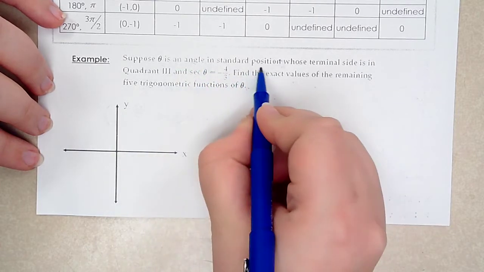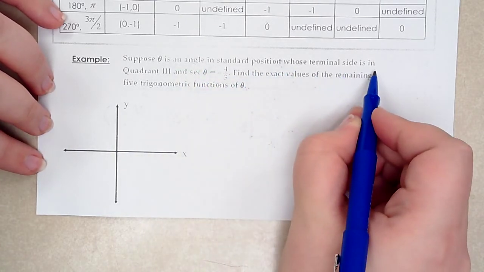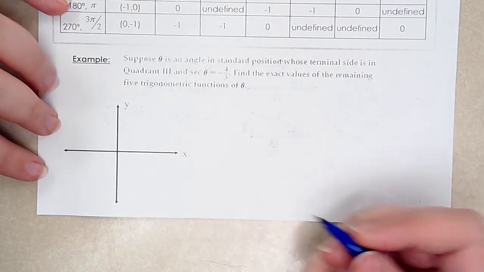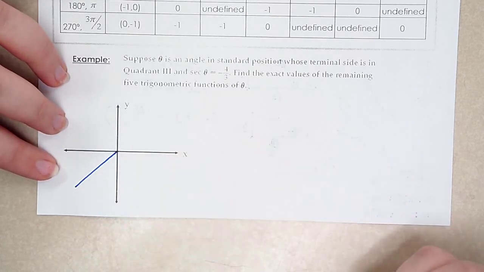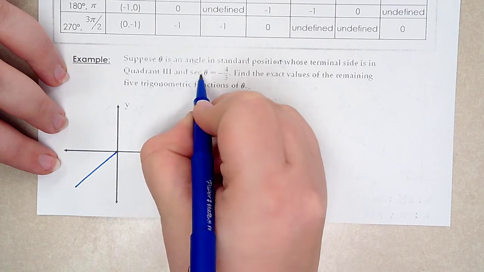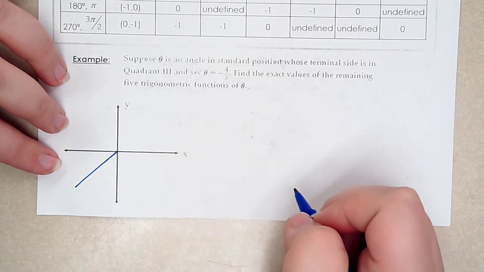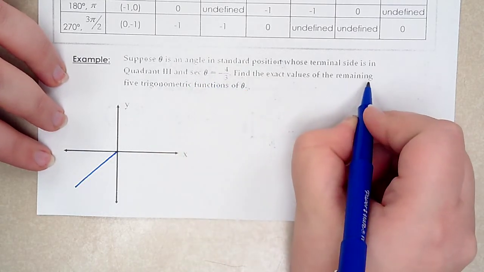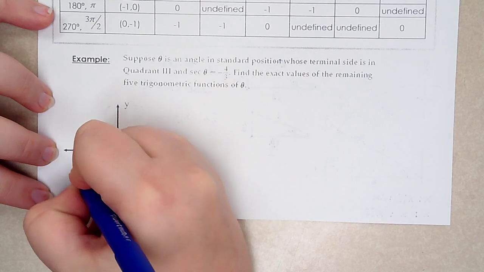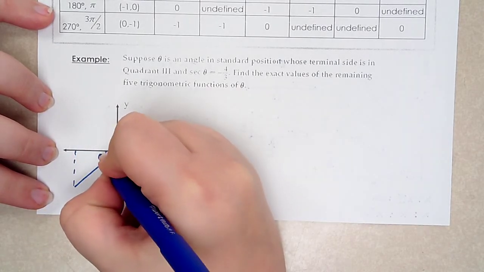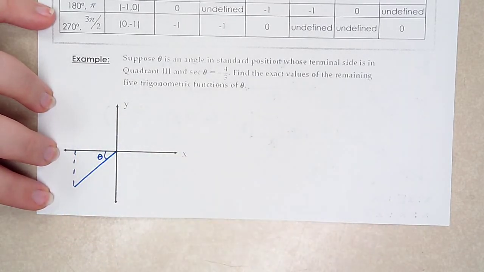Suppose theta is an angle in standard position whose terminal side is in quadrant 3. All right, it doesn't tell me where in quadrant 3, so I'm just going to go ahead and say it's right about there. And it tells me that secant of theta is -4 over 3. Find the exact values of the remaining 5 trigonometric functions. Well, the first thing is I don't have a triangle, so I'm going to drop that perpendicular and create a reference angle so that I can do this problem.